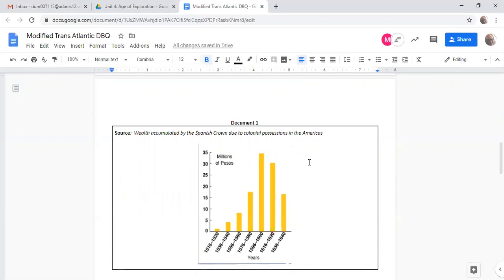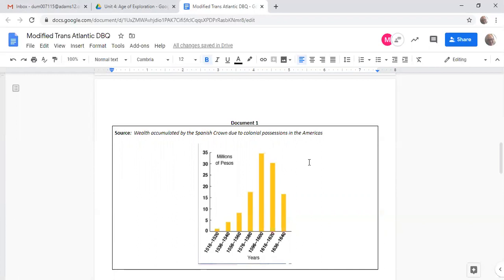Now, I might be able to do historical context in terms of being able to explain why this amount of wealth increased so often. So if I were going to do sourcing, I would source for historical context for this document. But let's first get to evidence. What is this document saying about the impact of transatlantic trade? Well, it looks like it's showing a huge increase in wealth for the Spanish crown. So that would be the impact according to this document, that for the Spaniards, their wealth increased dramatically as a result of this trade.